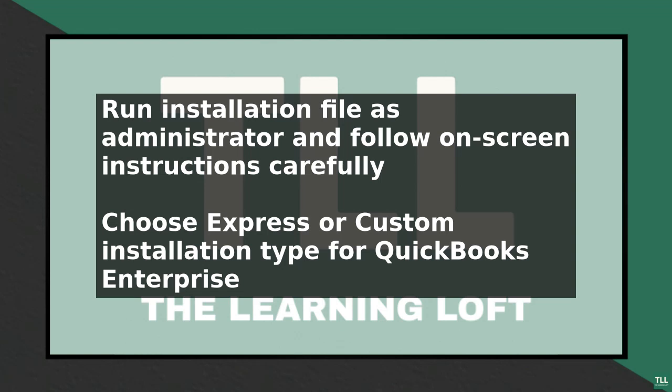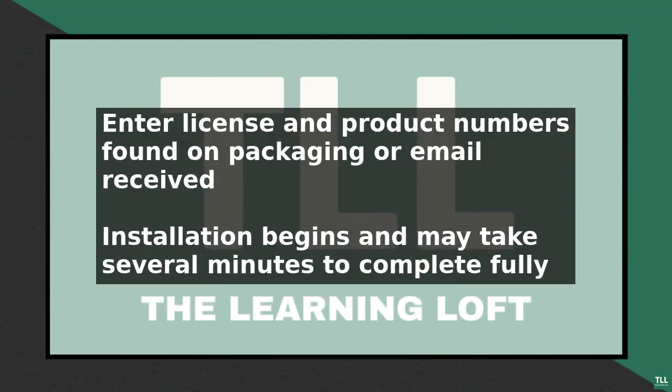After selecting the installation type, you will be prompted to enter your license number and product number. These can be found on the packaging or in the email you received when you purchased QuickBooks. Once you have entered your license and product numbers, the installation will begin. This may take several minutes, depending on the speed of your computer. When the installation is complete, you will be prompted to restart your computer.